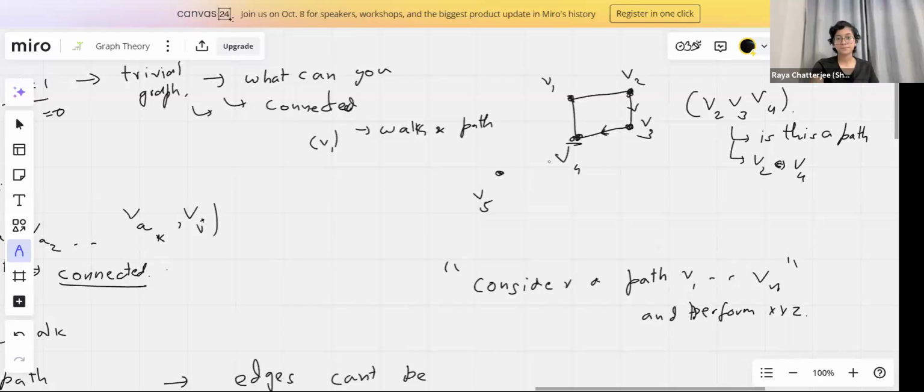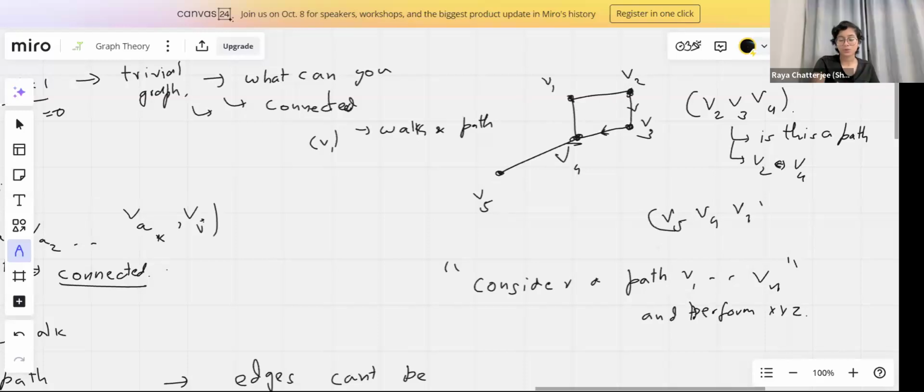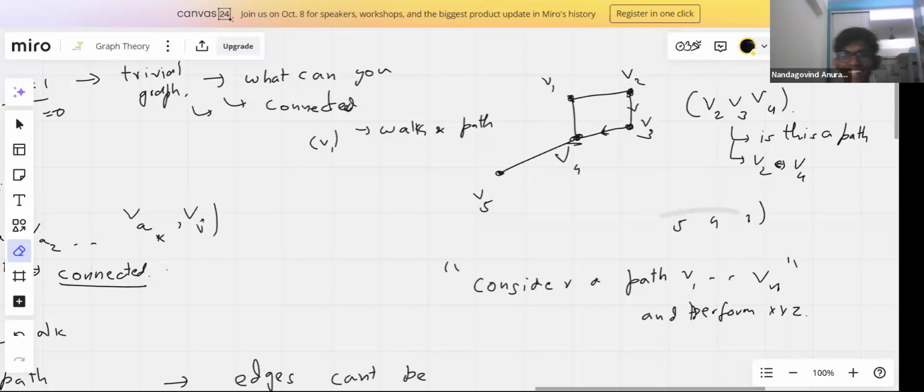But if I join V4 and V5, that's a connected graph, right? Then it's connected. But I still can't go from V5 to V1 in any way. V5, V4, V1. Oh, actually, I can. Okay, got it. Actually, fun problem.